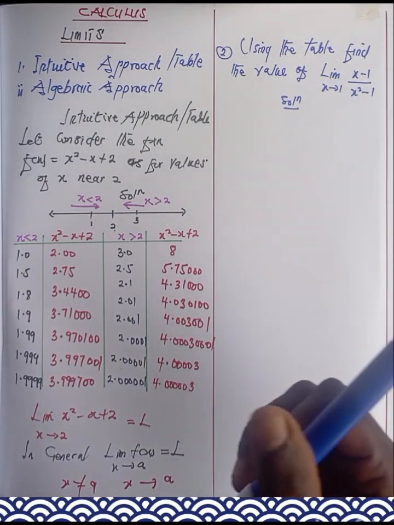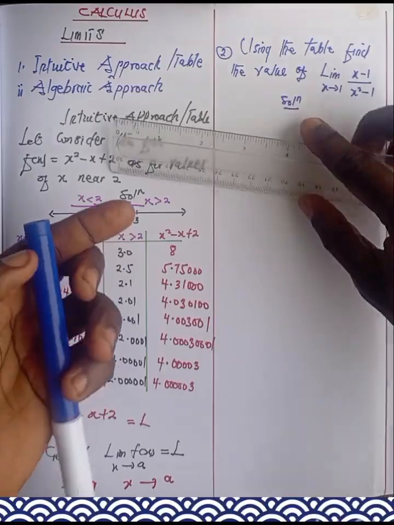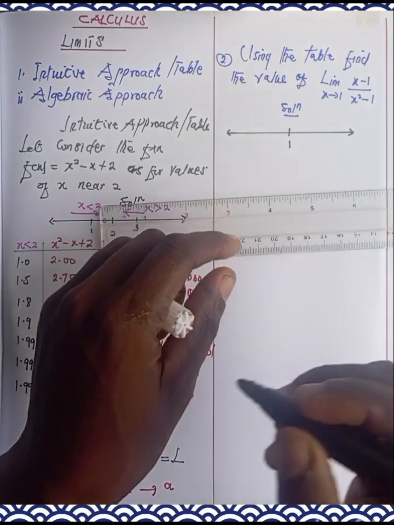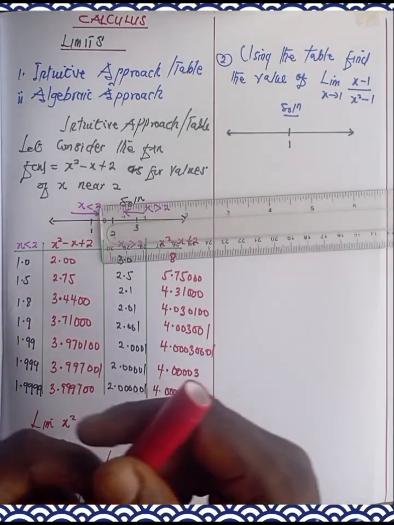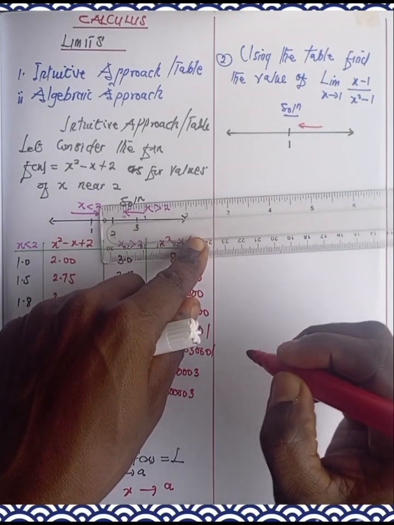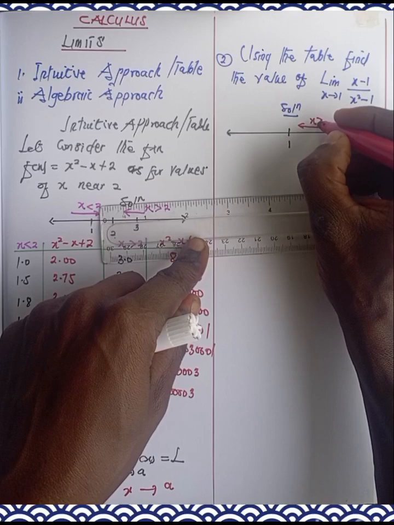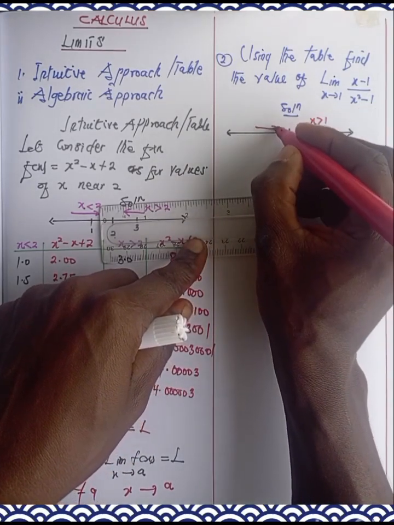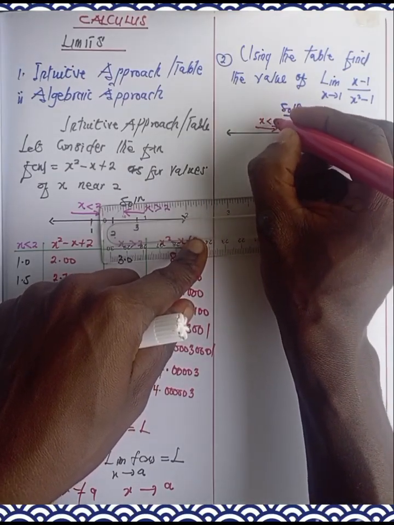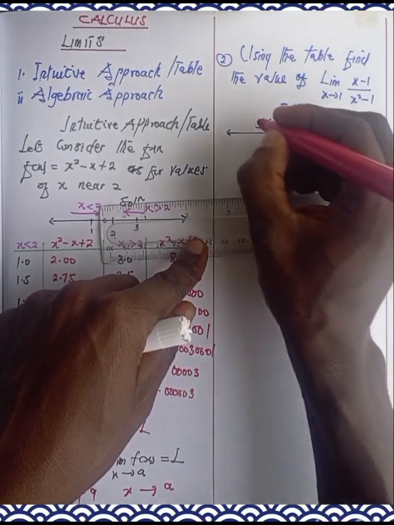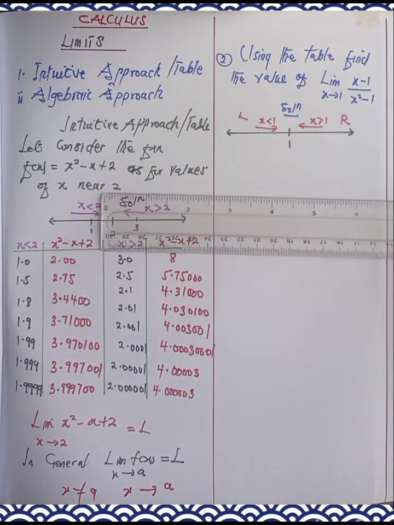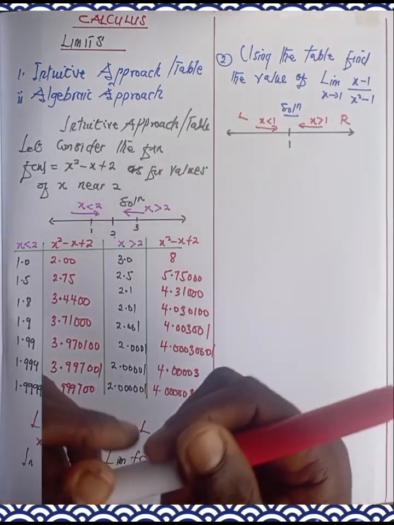So as I said, to serve as a guide, you can draw your number line, locate where 1 can be found. Let's take it that 1 is here. So we are going to look at values of x approaching 1 from the right, that is x is greater than 1, and values of x approaching 1 from the left, that is x is less than 1. So this one is from the right and this is what? From the left. After getting to know that, you draw your tables and then you write the values down.